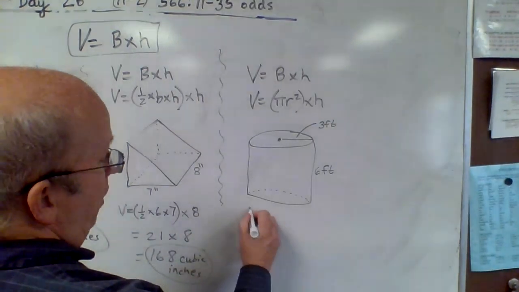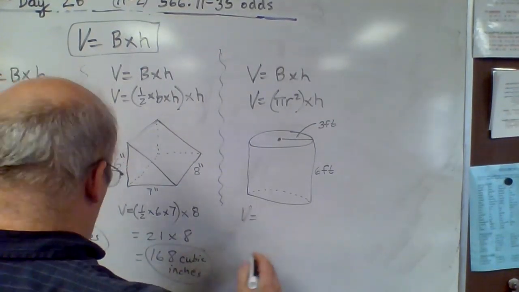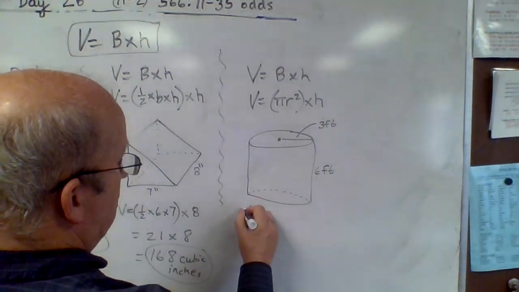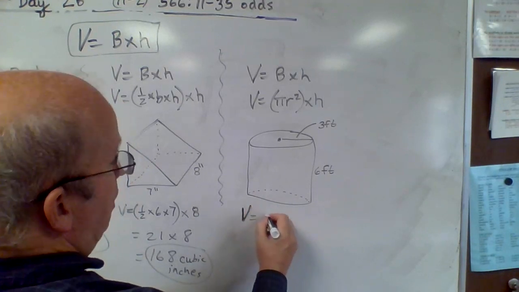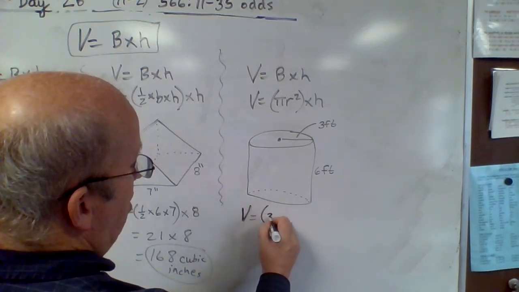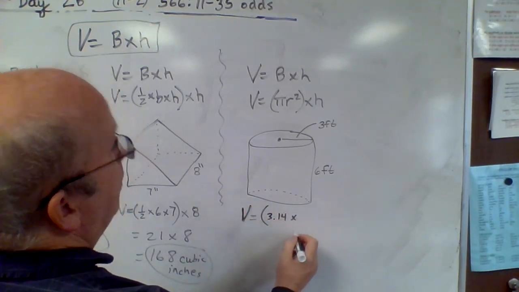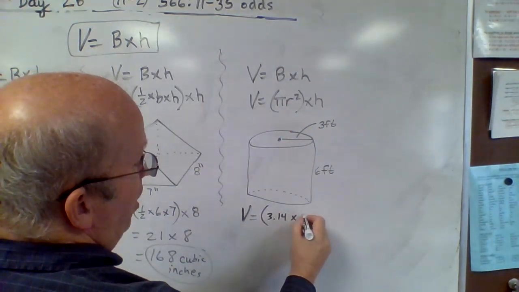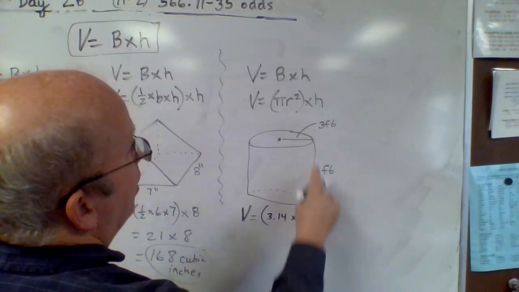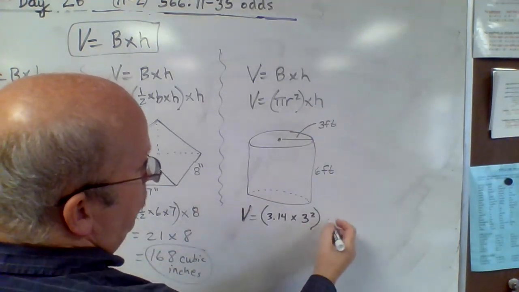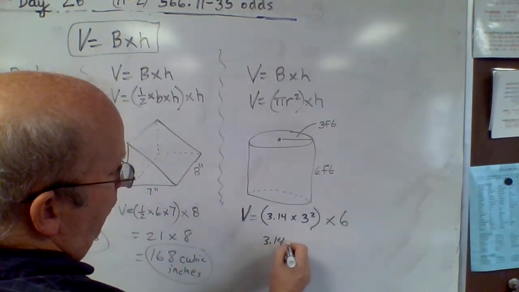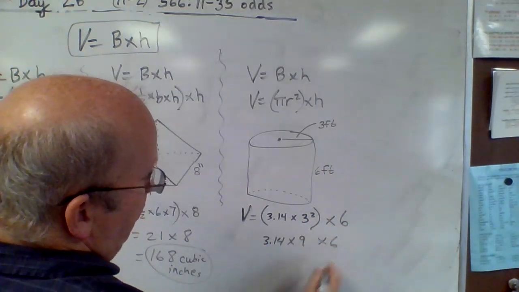So what do we got? We got volume equals... sorry, time to switch pens, I guess. Volume equals what? Pi, 3.14, times the radius squared. The radius squared, 3 squared is 9, right? Times the height, the distance between the two bases, which is 6. So we've got 3.14 times 9 times 6.